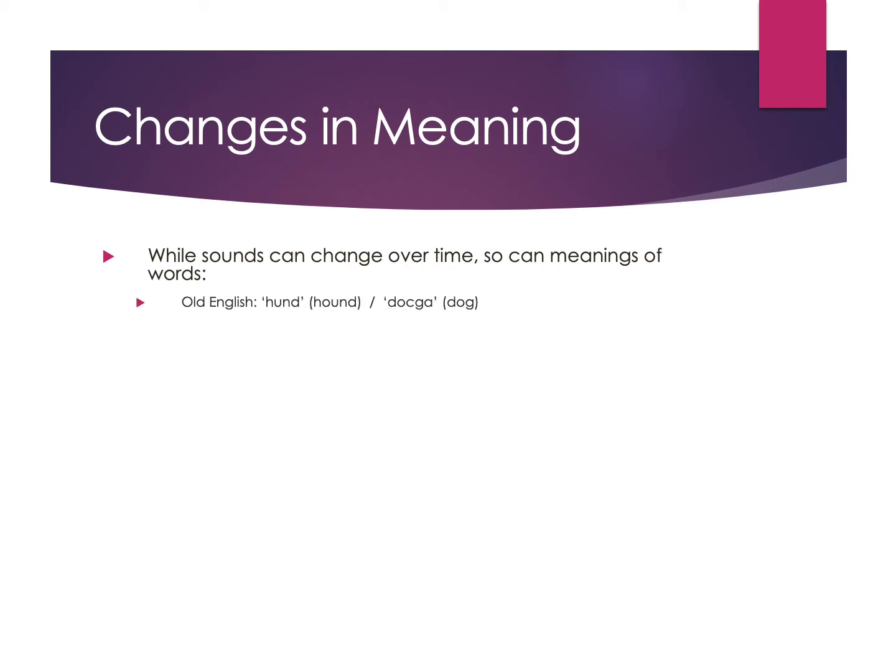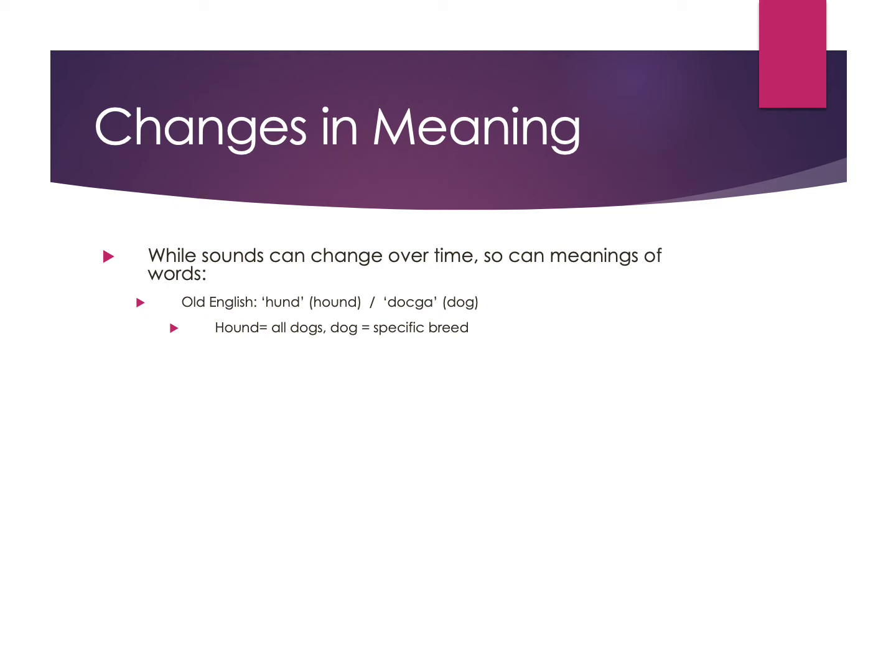So in Old English, we had a word hund, hound, and docga, which was dog. And in that, we had meanings that were slightly different than what we would have today. So if anyone's familiar with German, the word for dog in German is Hund. And that is what the word meant in Old English. So hound or hund was all dogs. And then dog was just a specific breed of dog. And this is sort of flipped over time, where now dog is the more general term and hounds are a certain kind of dog.